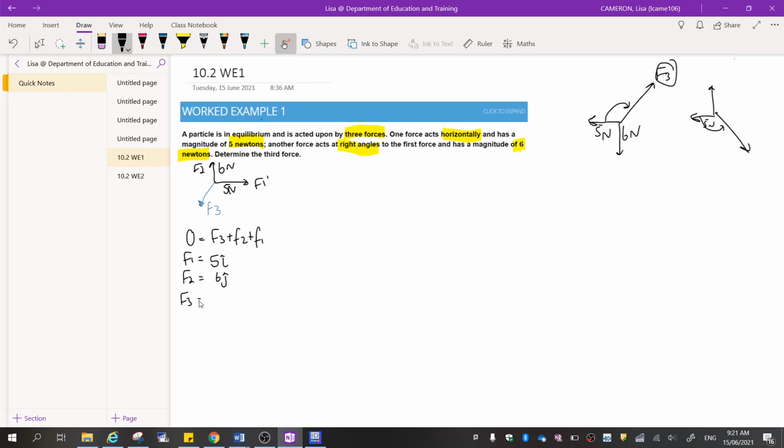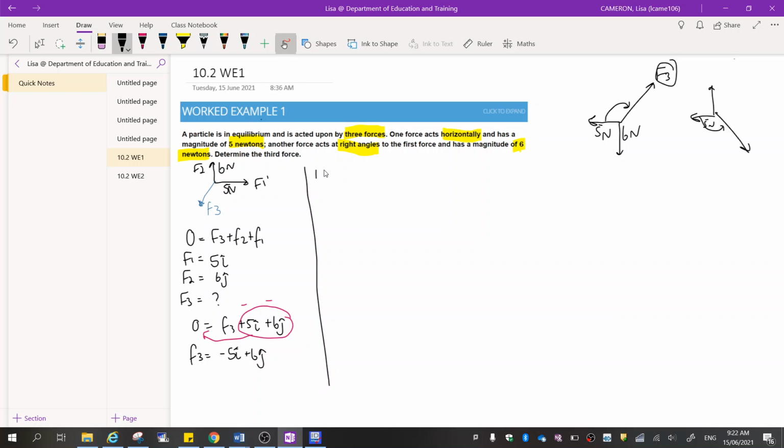F3 then is the one that we are trying to find. So 0 is equal to F3 plus 5i plus 6j. Now to find F3 on its own, all I'm going to do is take these parts over to this side by making them both negative. That's going to leave me with F3 is equal to negative 5i minus 6j. Okay, so now that I've got that, I can start looking for my magnitude and my direction.